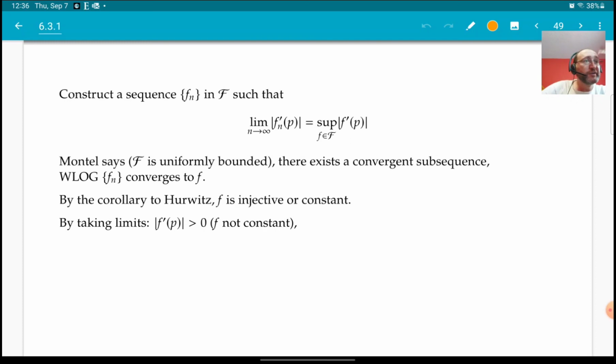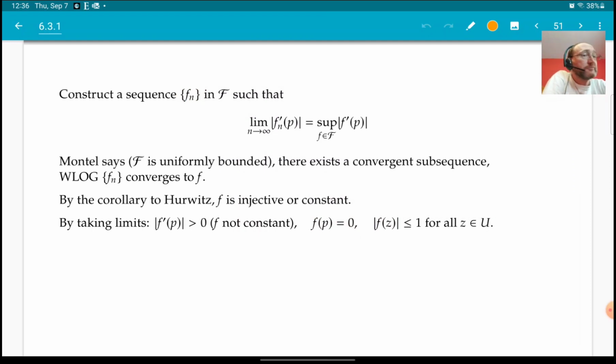Because f prime at p for anything in F is positive, right? So therefore the maximizer is positive. So we know that f prime at p is strictly positive. It means it's not 0, right? So f can't be constant. So that means it has to be injective. So this maximizer has to be injective. It still takes p to 0, because it's just a limit of functions that take p to 0, right?